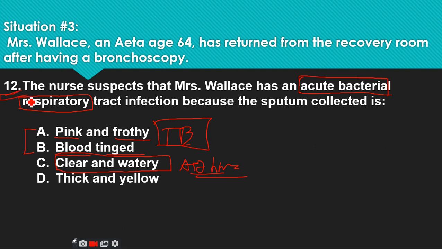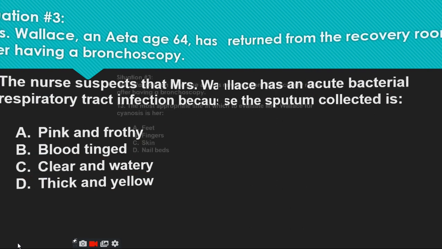So therefore, the answer for number 12 is letter D, thick and yellow. From the word yellow, it means that it is already a sign that there is an ongoing infection happening in the patient's respiratory tract. So therefore, there is thick and yellow sputum. So that's the correct answer for number 12. Let's proceed now to the next number.